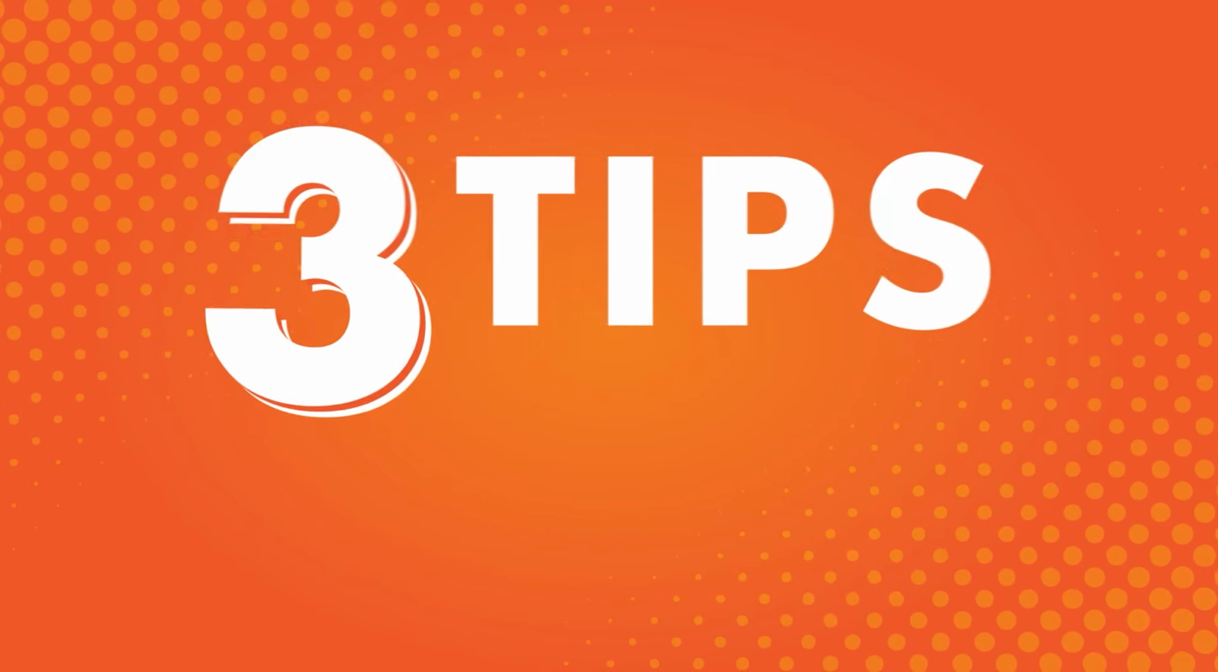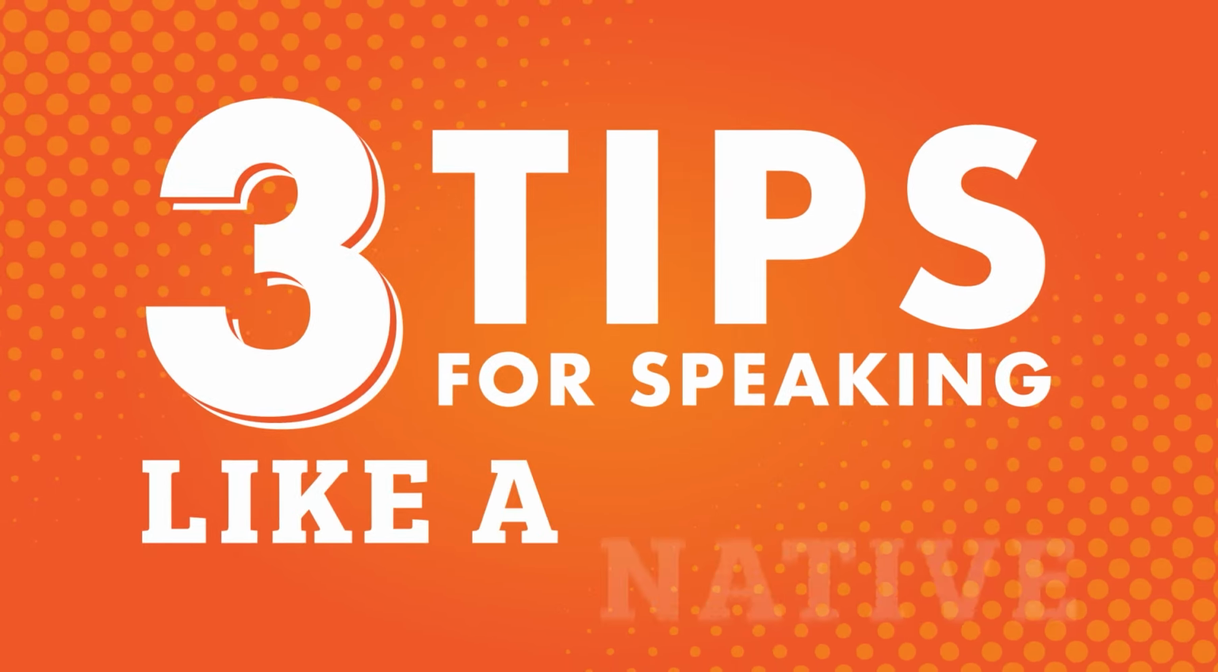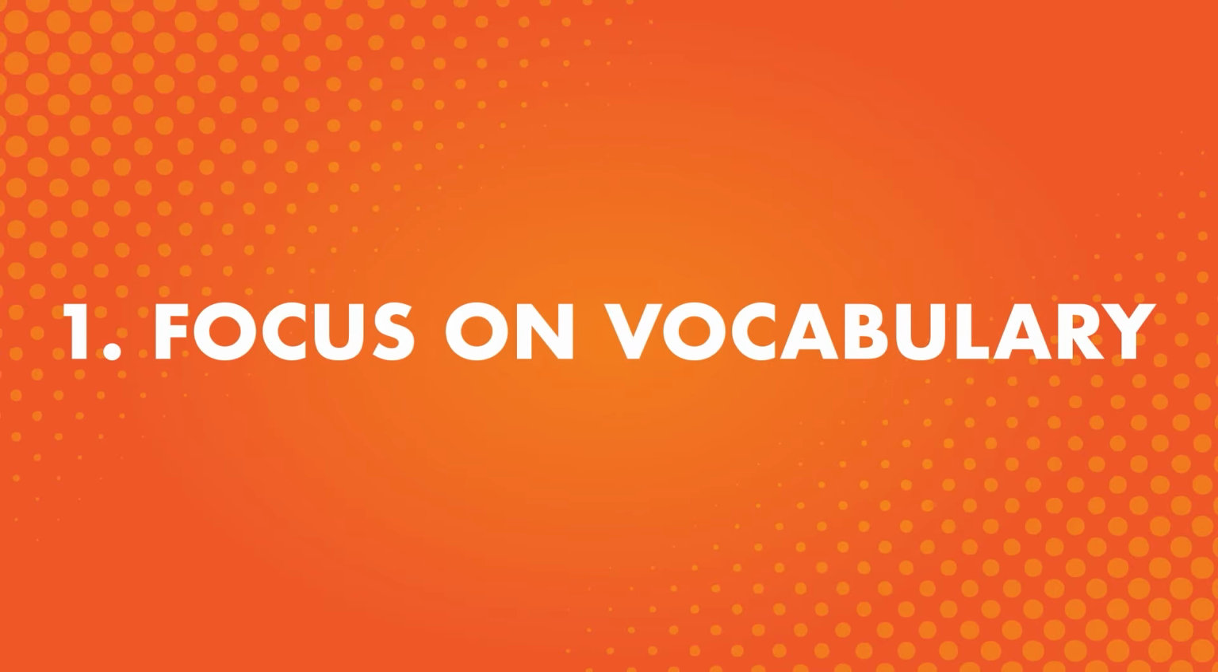That's what we're going to look at today. Here are three tips to help you practice talking like a native speaker. Number one, focus on vocabulary. If your goal is to speak like a native, you might be really focused on speaking quickly or using as many complex grammar patterns as possible.